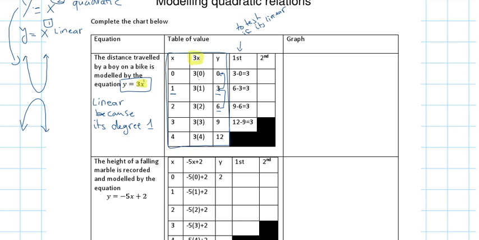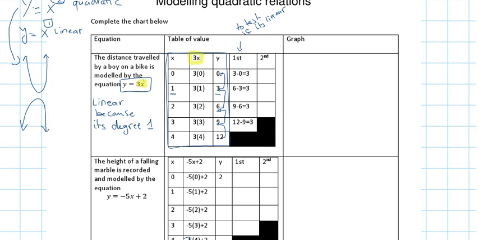What will be my next? 9 minus 6. Right? Remember, it's the lower minus the one that's above it. Okay? So 9 take away 6, that gives me 3. Then 12 minus 9, that gives me also 3. What did you notice about the first difference? What's the first difference for the first one? 3. Second one? 3, 3, 3.